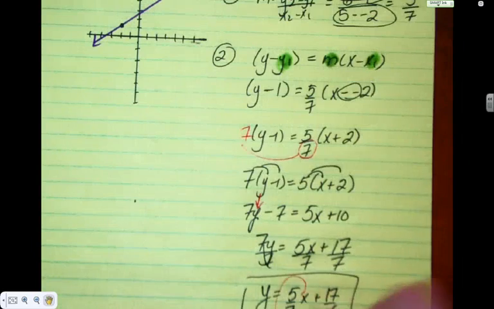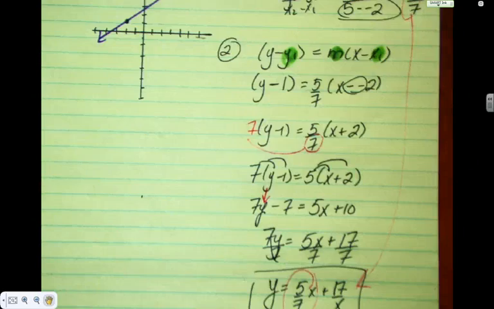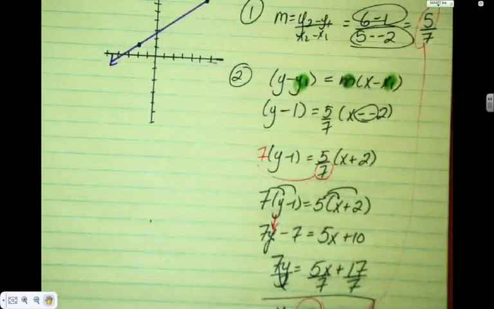Check. Your m here has to match your m in step number 1. If they're not the same, you've done something wrong. Do we have the same m value? Yes, we do.